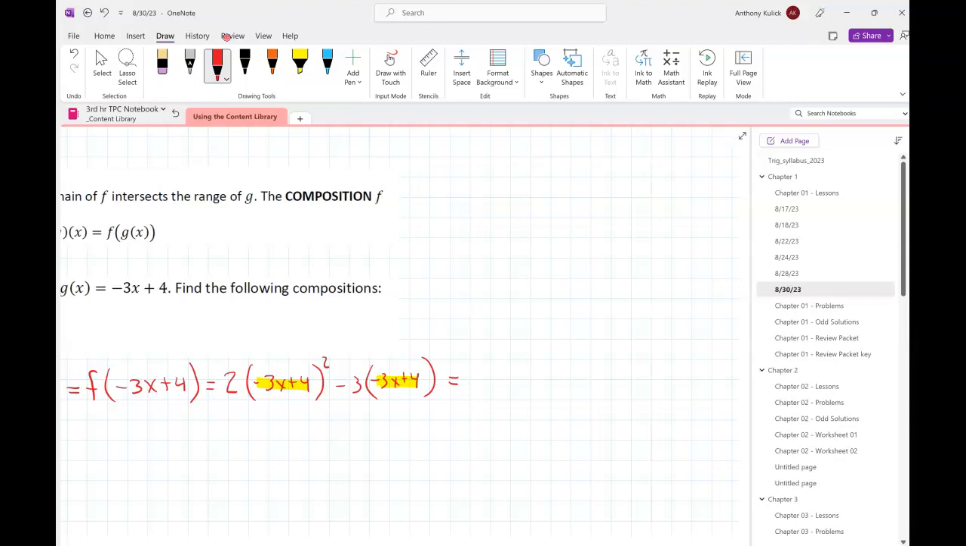How do I do negative 3x plus 4 to the second? Just do it. Anybody with more detail than just do it? Okay, what does it mean when I have something squared? Like if I have x squared, what does that mean? X times x, right? Everybody agree with that? So if I have negative 3x plus 4 squared, it really means this, right?